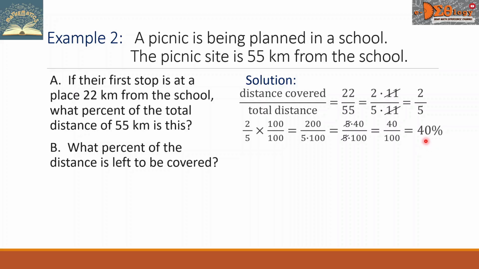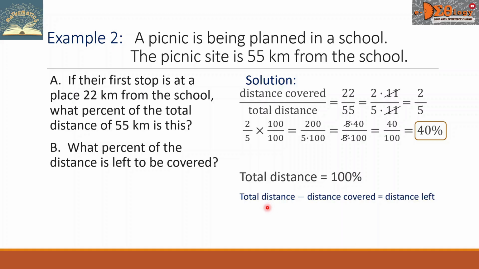This 40% is related to the 22 kilometers with regard to the total of 55 kilometers. Now let's answer letter B. What percent of the distance is left to be covered? The total distance equals 100%. So, the total distance minus the distance covered equals the distance left. So, 100% minus this 40% equals 60%. This is the answer for letter B.